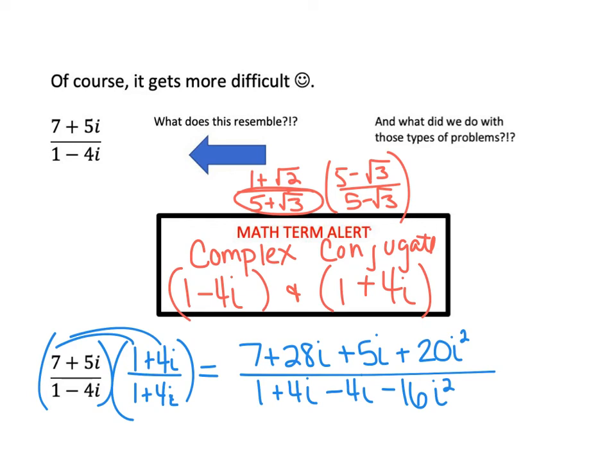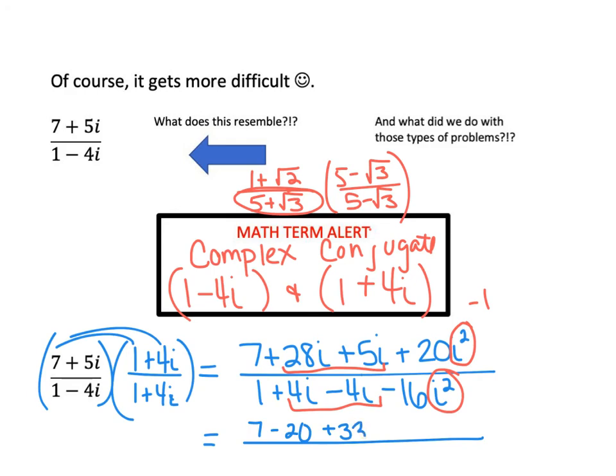Now let's clean it up. A couple of things I can do. Anywhere I have an i squared, that's the same as negative 1. Look for like terms. Okay, I see some like terms here. So cleaning up, I get, in the numerator, 7 minus the 20, because it would be 20 times negative 1, and then 28 plus 5 would be plus 33i.